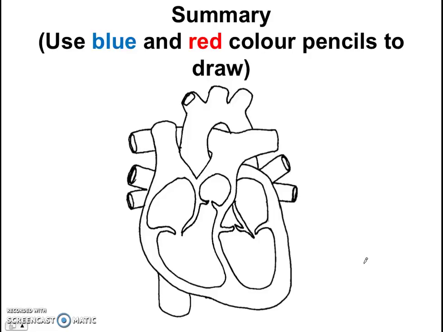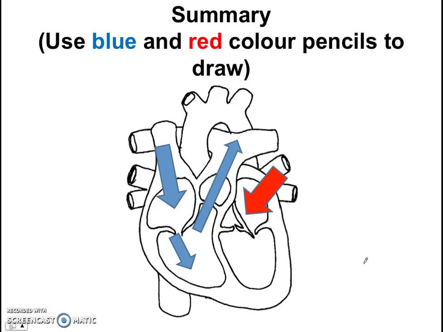Okay, so in summary, you can actually use blue and red color pencils to draw on your diagram of the heart to show how blood flows through the heart. So from the vena cava, deoxygenated blood into the right atrium, then into the right ventricle, to the pulmonary artery. Blood comes back from the pulmonary vein to the left atrium, then to the left ventricle, and then out through the aorta. Now it sounds very confusing, but if you just replay this several times and think about it slowly, you'll get it.